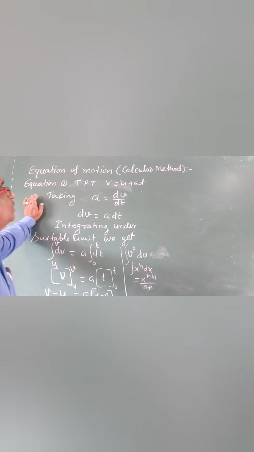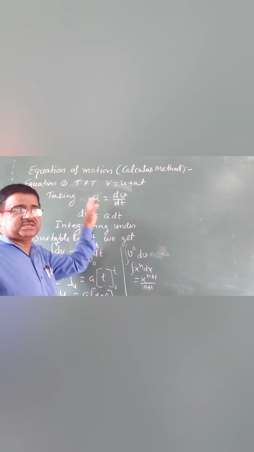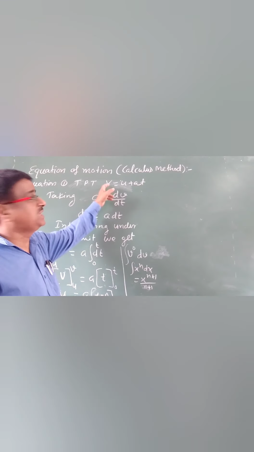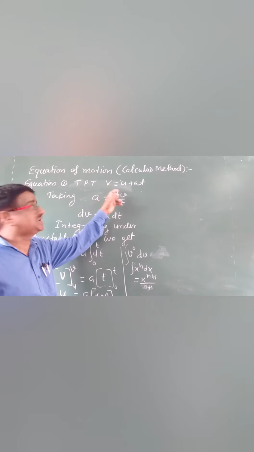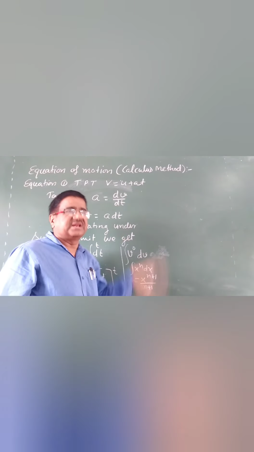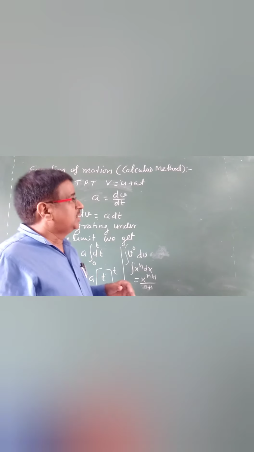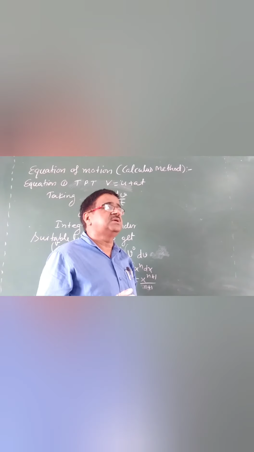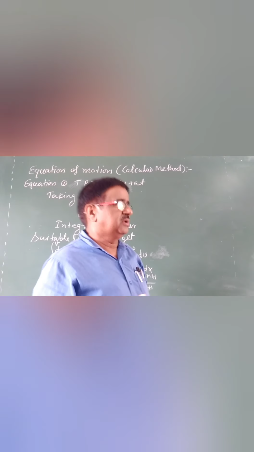Okay, my dear student, today I am going to prove equation of motion using calculus. So the first equation is v is equal to u plus at. Here v stands for final velocity, u stands for initial velocity, t is time, a is acceleration. As you know, the equation of motion is valid for constant acceleration. So acceleration is here constant.